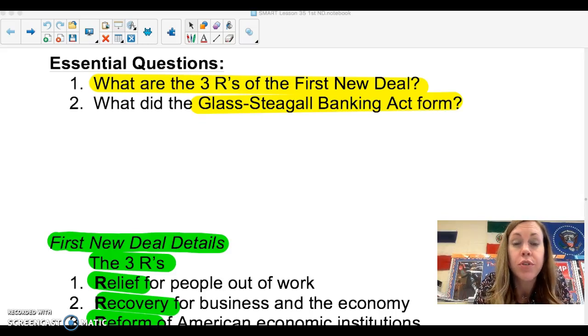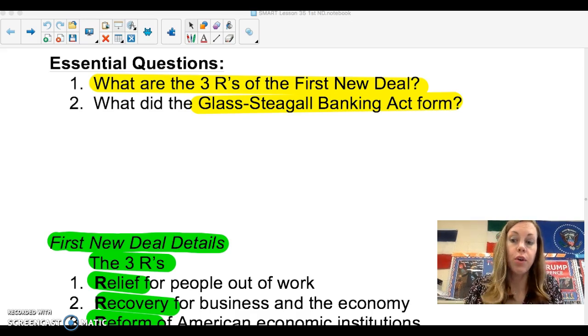Today we are going to talk about how FDR is going to try to get us out of this economic mess. So the first essential question is, what are the 3 R's of the New Deal? And what does the Glass-Steagall Banking Act reform?